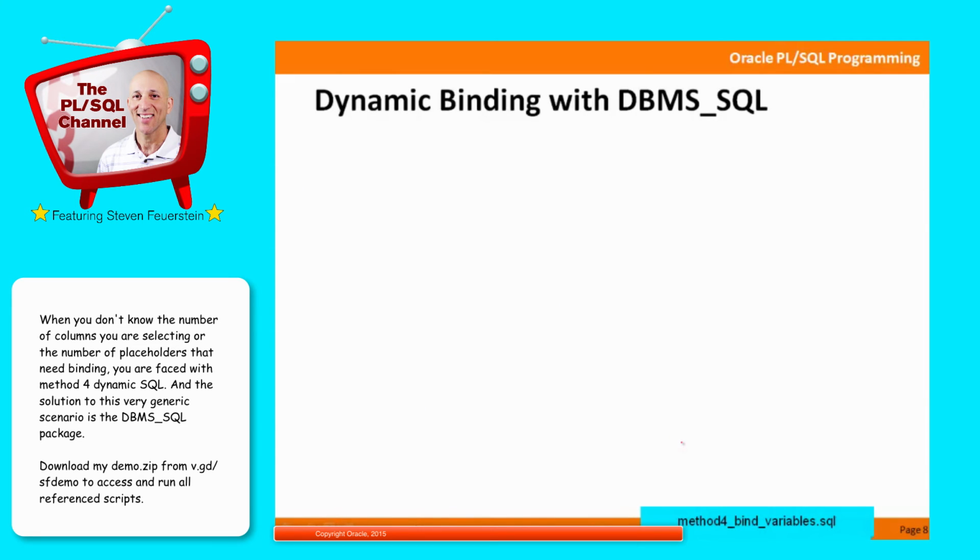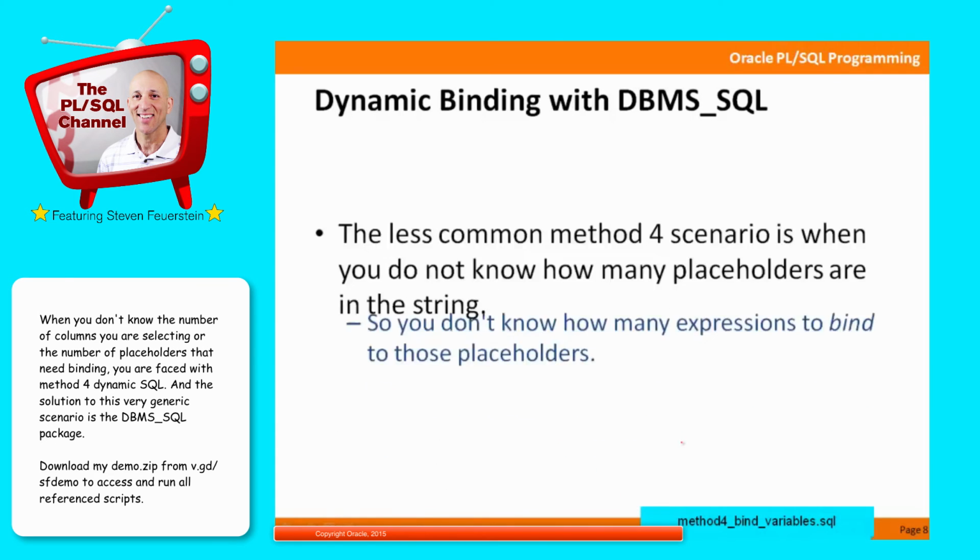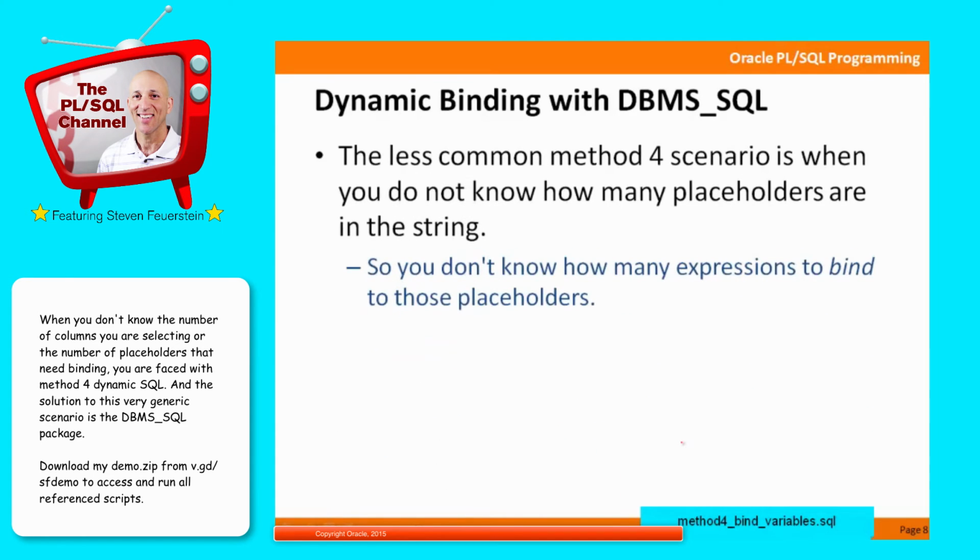Let's take a look at the other aspect of method 4, dynamic binding. So at the time I write my program, I don't even know how many placeholders I've got in my string. Since I don't know how many placeholders, which is a colon followed by a name, I don't know how many expressions that I will need to bind into those placeholders. Therefore, I cannot use the execute immediate using clause because it's static.